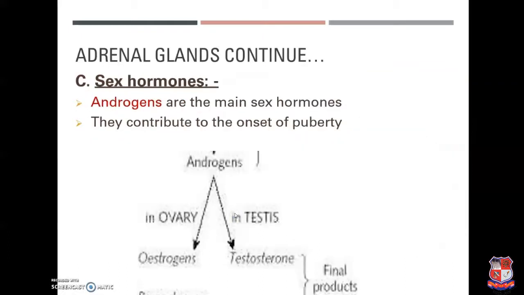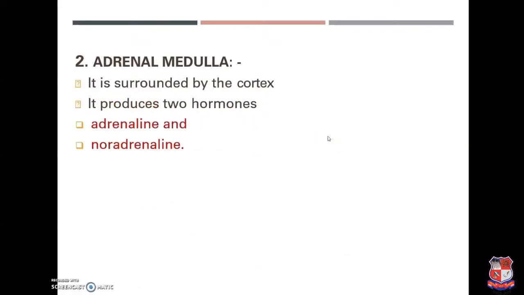Next are the sex hormones. Androgens are the main sex hormones. They contribute to the onset of puberty. Adrenal medulla. It is surrounded by the cortex region and produces two hormones, adrenaline and noradrenaline.